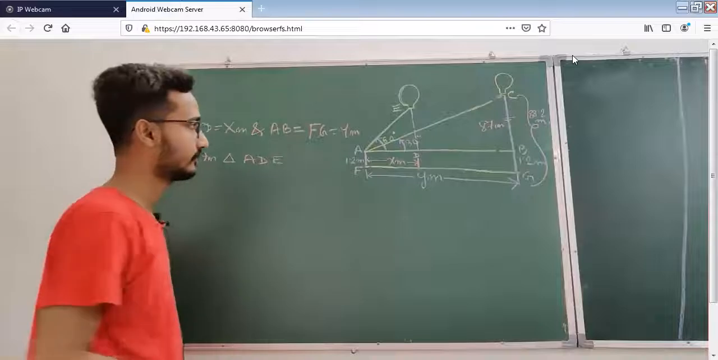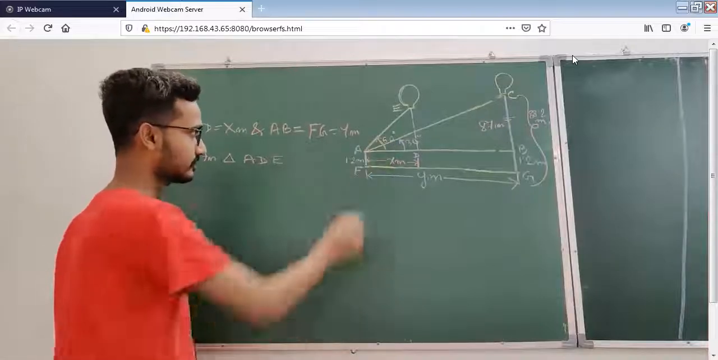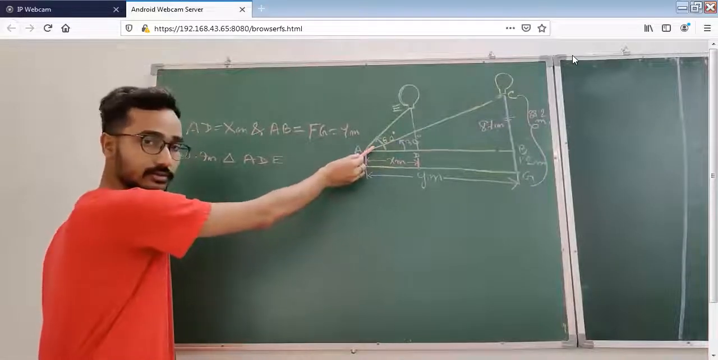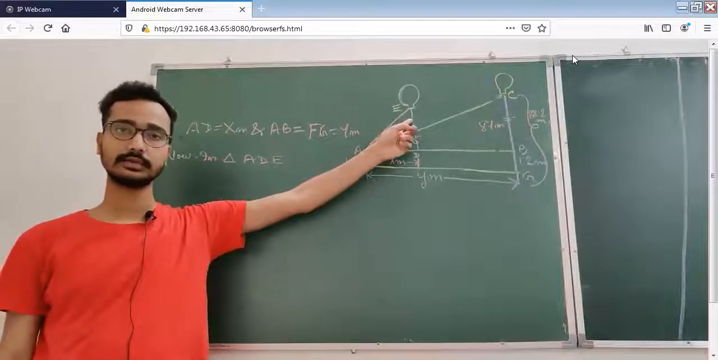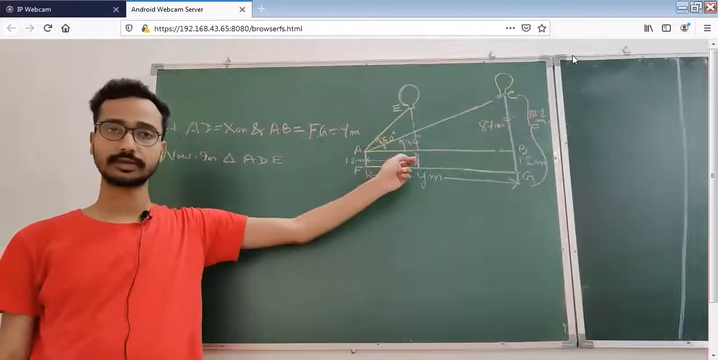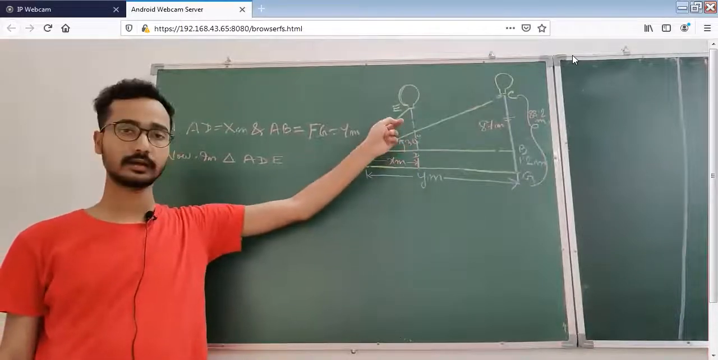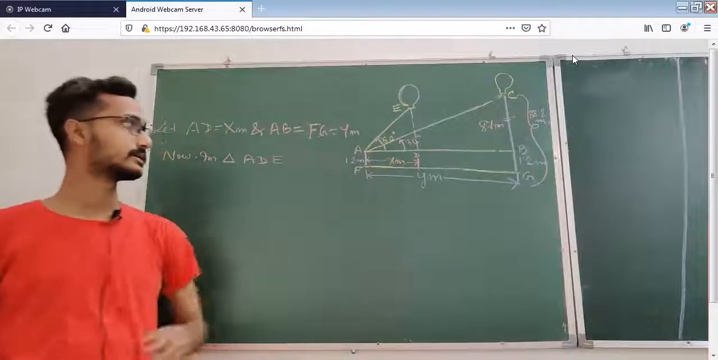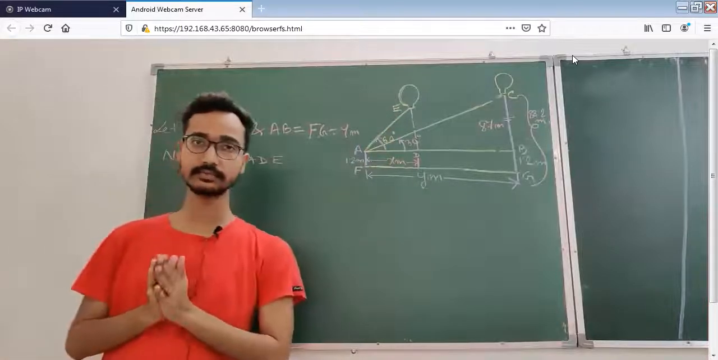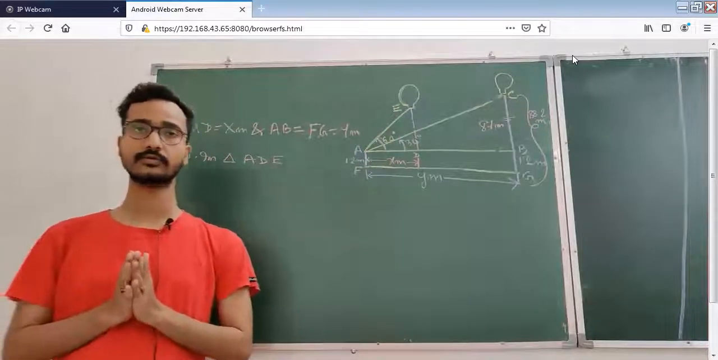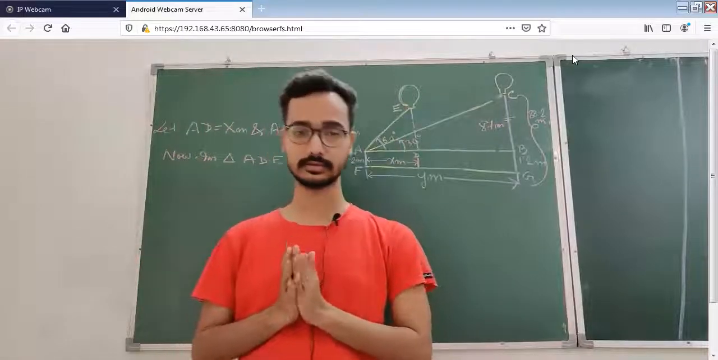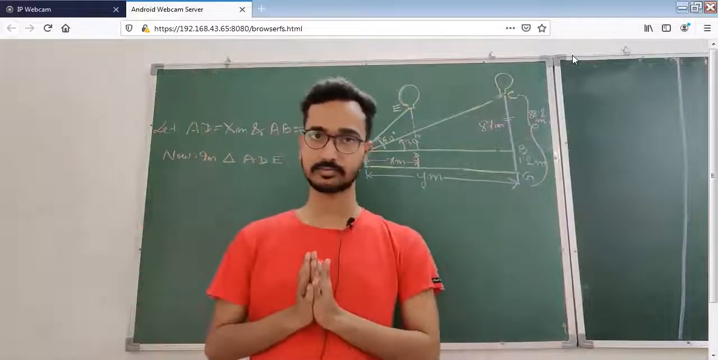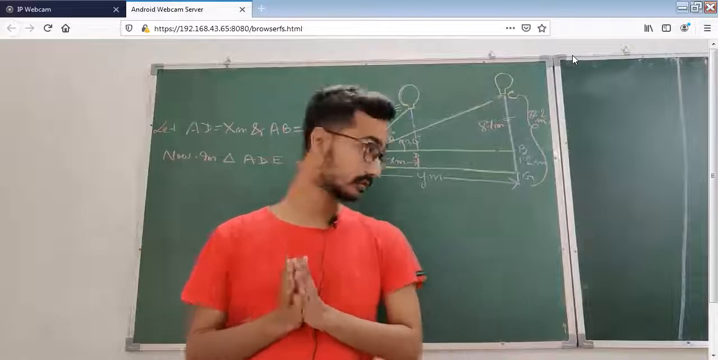Now see, if you take tan 60 degree, for this angle your perpendicular is ED, AD is your base, and AE is your hypotenuse. Yes or no? And we know the ratio of tan is perpendicular by base. All of you know this one.